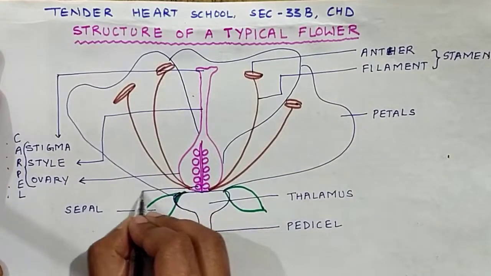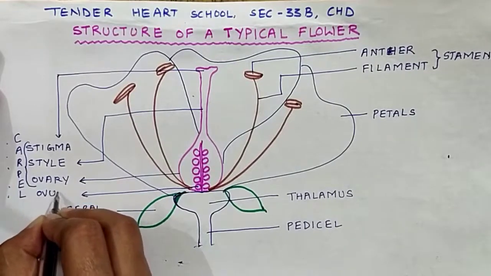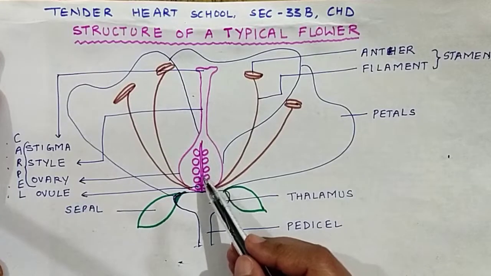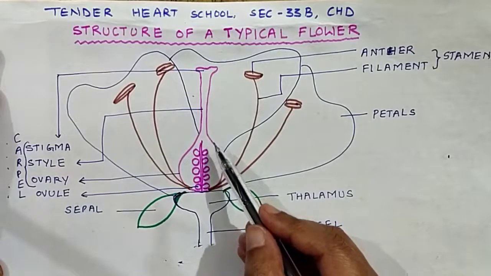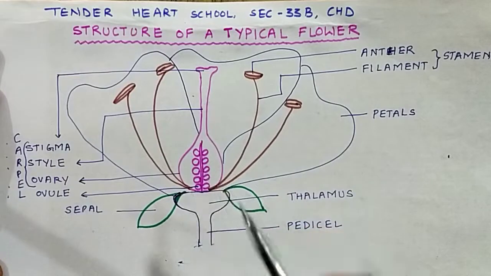So this one is the ovule. Ovules are present inside the ovary. Ovary is the female reproductive part of the plant in which ovules, the reproductive cells, the female gametes, are present.